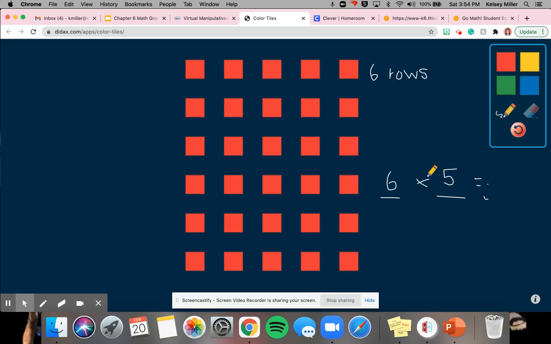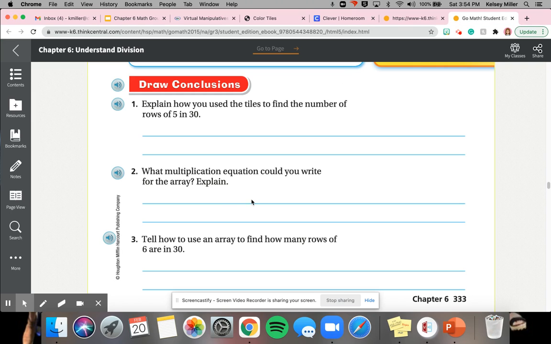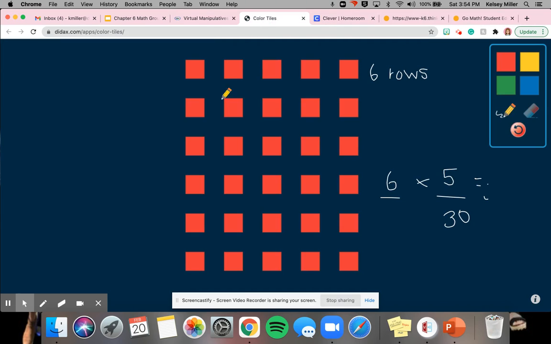Well, you know that 6 times 5 is going to give us 30 tiles, right? I can write the answer down here. All right, so you are going to write that equation for number 2 and explain why that works. I put the number 6 first because that's how many rows there are. And we put the number 5 second because that's how many were in each row. And the number 30 represents how many tiles we had all together.